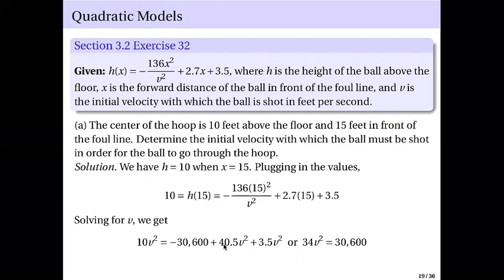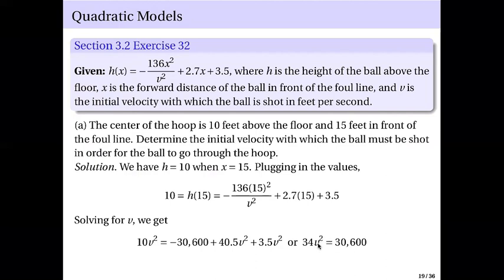And in here you have 40.5v squared plus 3.5v squared. That's 44v squared. And then this guy here, you move to this side. So you will have 44v squared minus 10v squared. That's your 34v squared. Okay? So 34v squared equals 30,600.